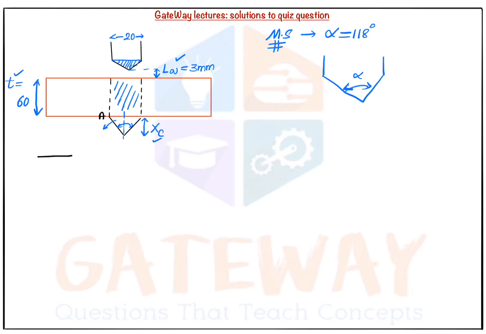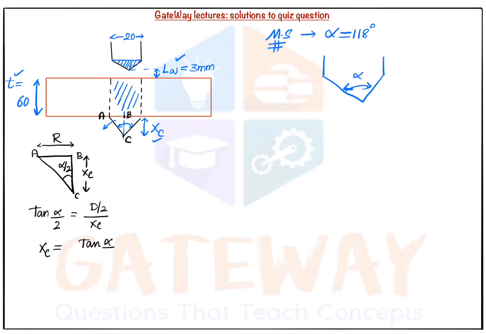Observe the triangle, with vertices A, B, and C. This is our alpha by 2, half of the point angle, and this is the radius of the drill. We know R, and BC is XC, which we need to calculate. So here we can apply tan alpha by 2 equals R, which is D by 2, upon XC. From that we can get XC as D by 2 upon tan alpha by 2.